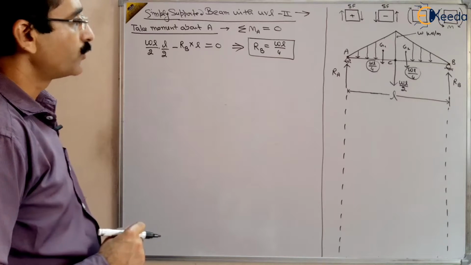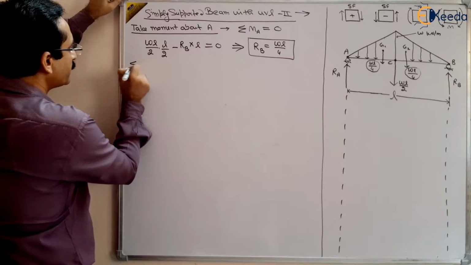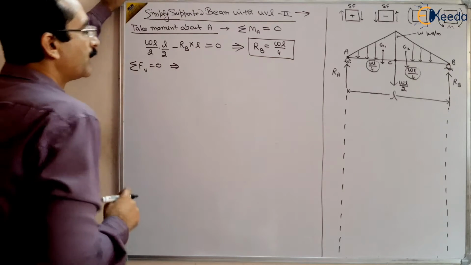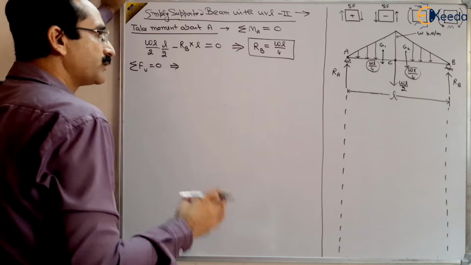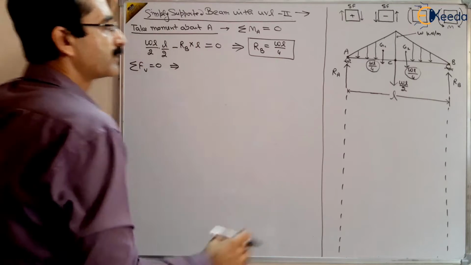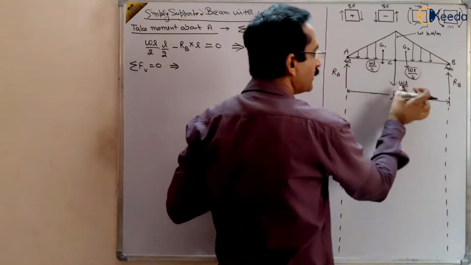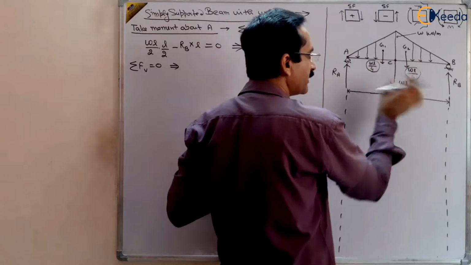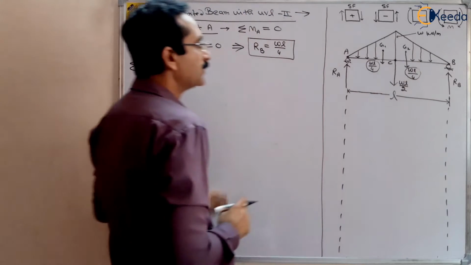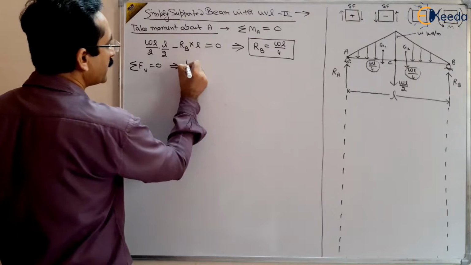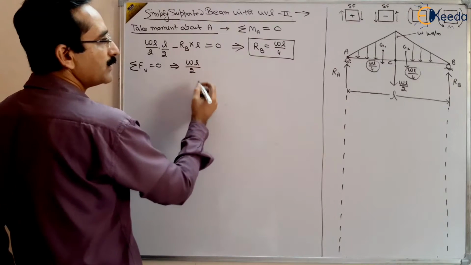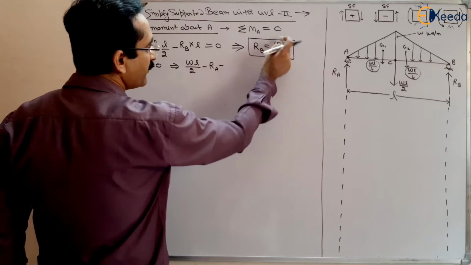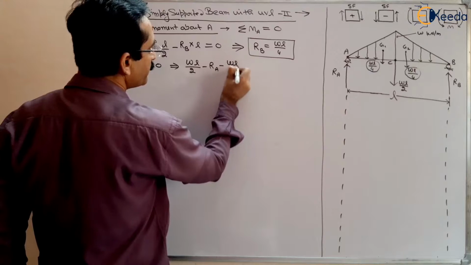Another reaction can be found using the sum of forces in the vertical direction equal to 0, the static equilibrium condition. There are three forces: RA, RB and WL by 2. These two combine into one single force WL by 2. So the downward force is WL by 2, taking downward force as positive, minus RA minus RB, and RB we have already found out, WL by 4.